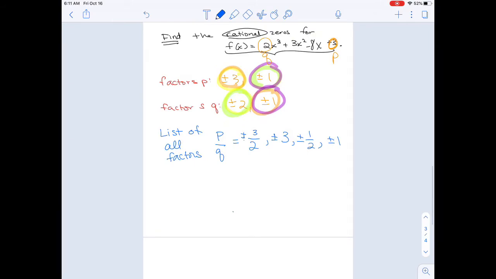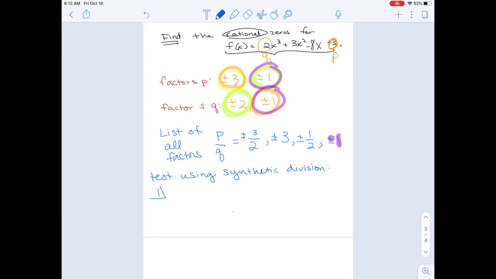So here's what we're going to have to do. We're going to have to test these roots until we find one that will work. So we're going to use synthetic division to test it. So I'm just going to pick one. I like to pick easier numbers first, so let's pick positive 1. Positive 1 to go first.